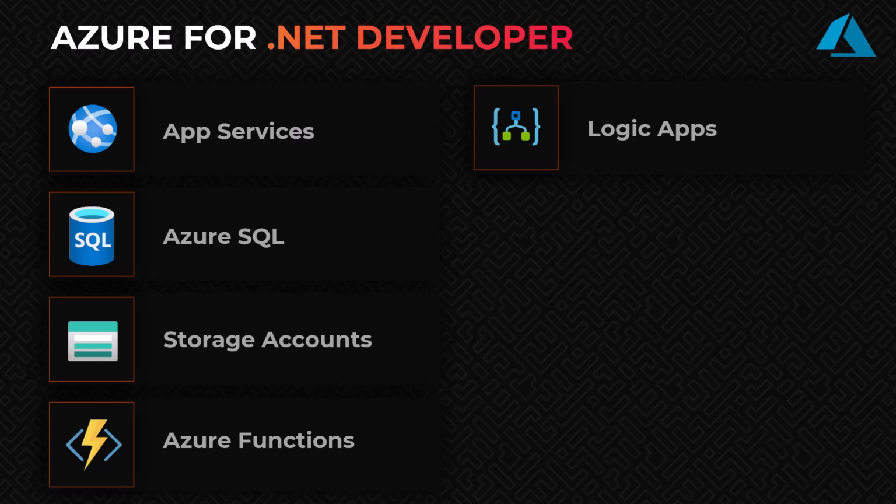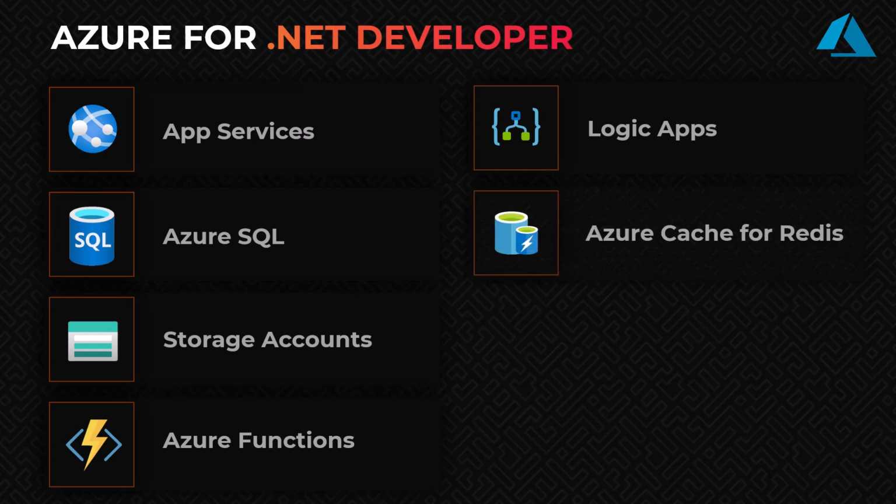Next, we have caching. Caching is critical in an application to reduce multiple database calls, and Azure Cache for Redis is a fully managed memory cache built on the Redis software. It is capable of handling millions of requests per second, and the best part is that it is fully managed by Microsoft.